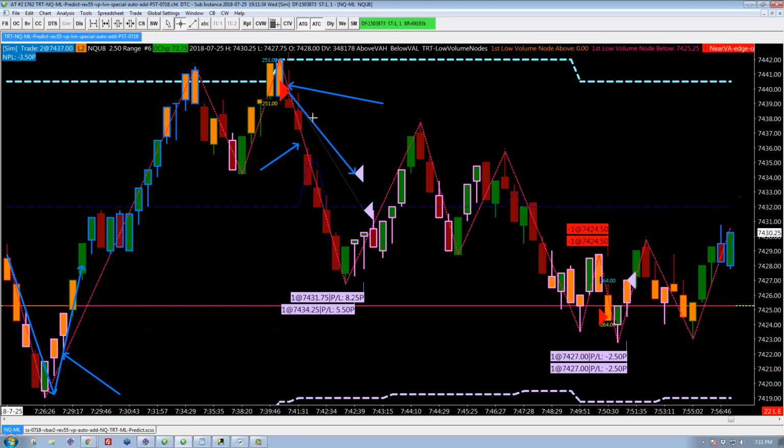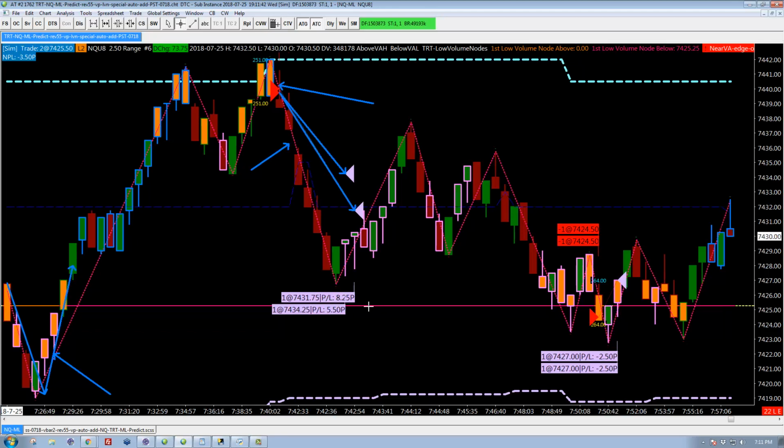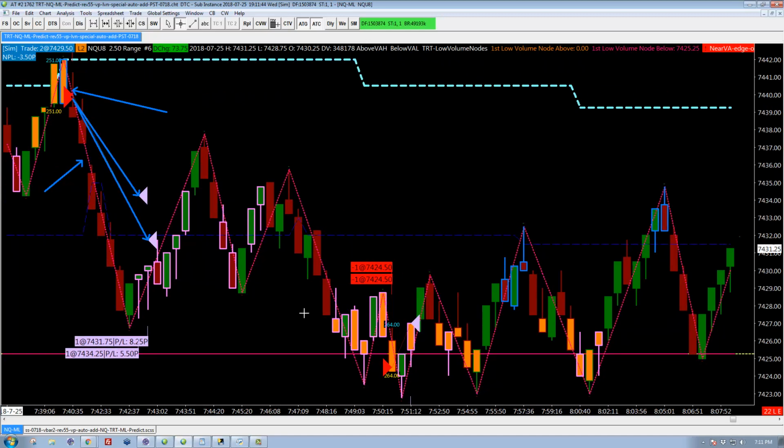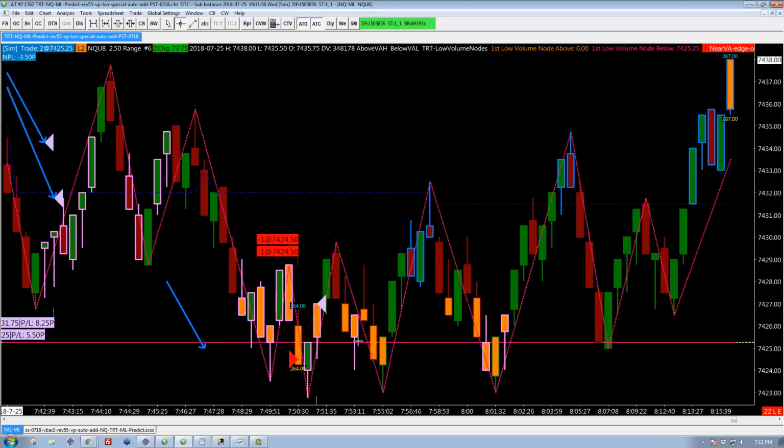First target is there, and then the second target is taken out on the trail there, right at the point of control, actually. So a 5.5 and 8.25 there. We come down to this low volume node here. What I find interesting about this particular node is you can see how often we tested it, and yet it stayed a low volume node. So there was not a lot of trading going on at the price level, even though we kept bouncing off of it. That's kind of interesting.